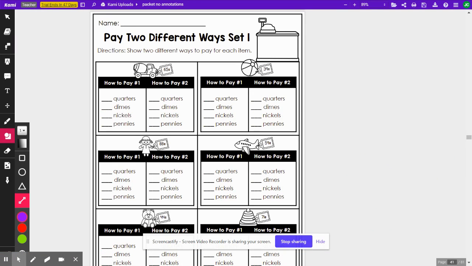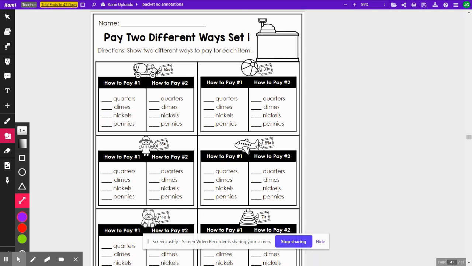Now, quick reminder, the main coins that we use in America are penny, nickel, dime, and quarter. These are all some types of change. Pennies are one and nickels are five, and a dime is 10 and a quarter is 25. So those are the main ones we're going to be using today.